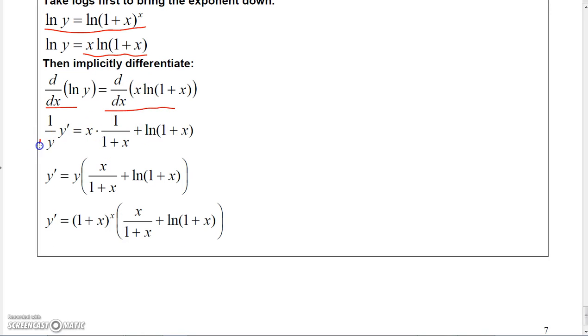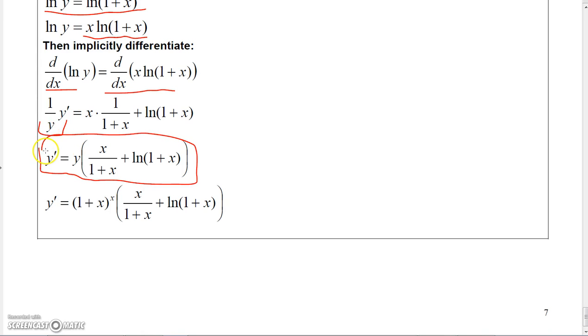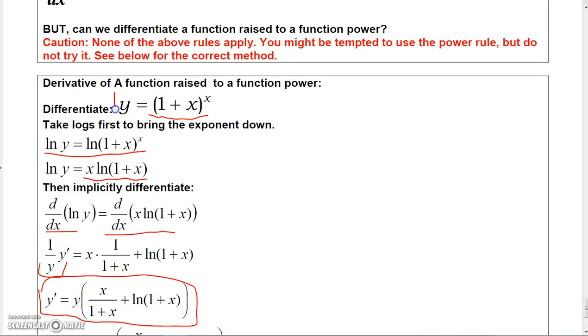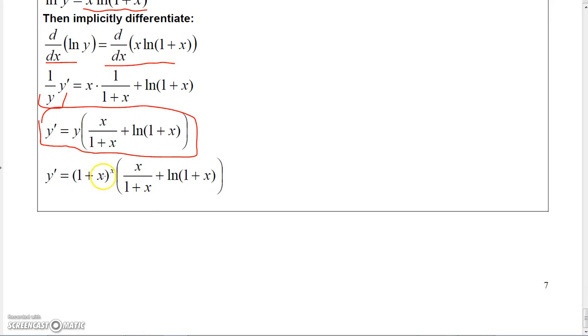Well, since I want to solve for y prime, I'm going to multiply both sides by y, so I'll get y prime equals y times that on the right. And then the last thing, you might think, well, I have to leave it like this, but actually remember in the beginning you knew what y was. Y is 1 plus x to the x. So you can replace y with 1 plus x to the x to get your final answer.